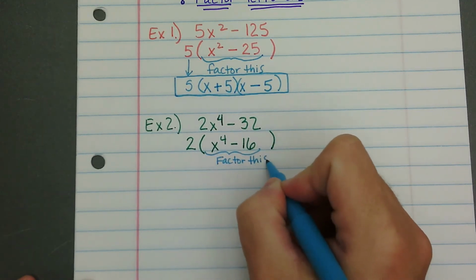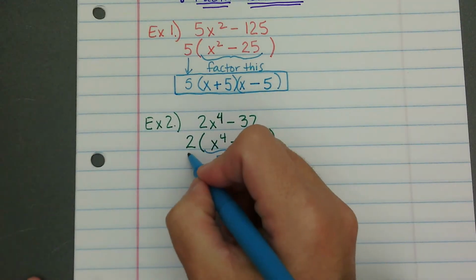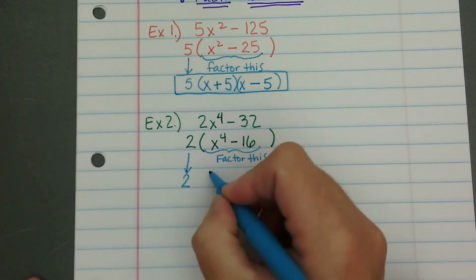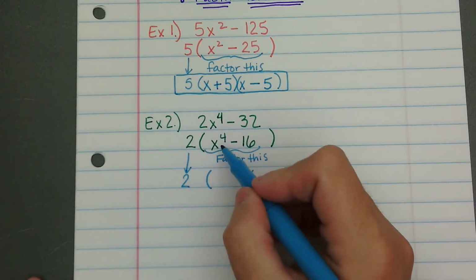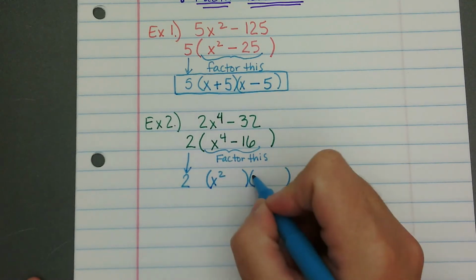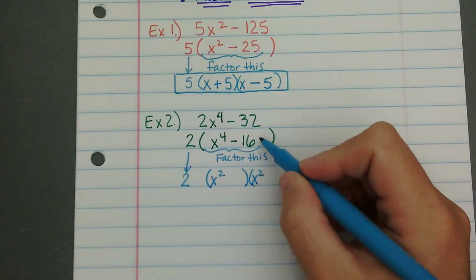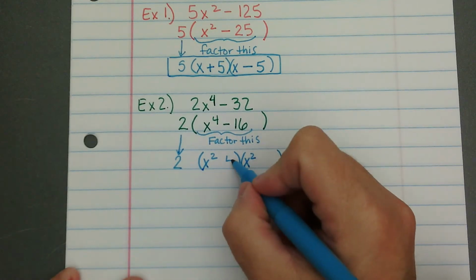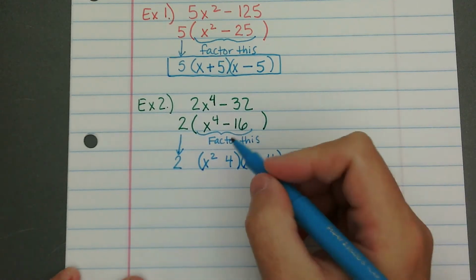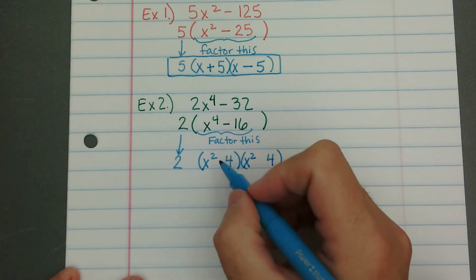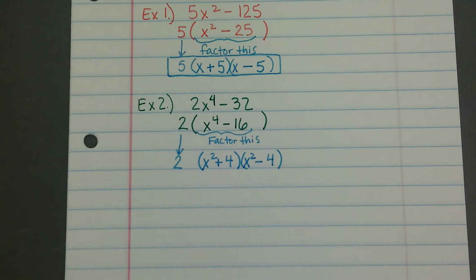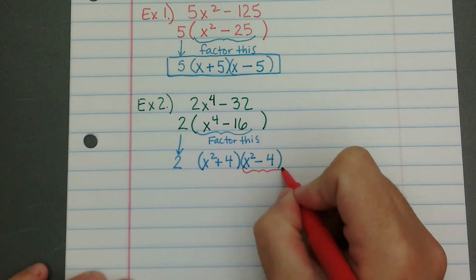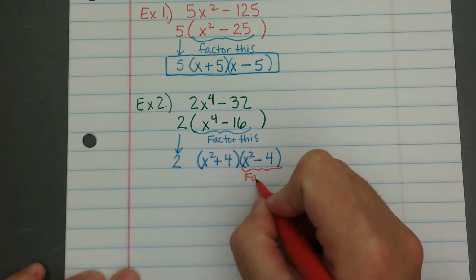Just like the last one, this is a difference of two perfect squares. So our 2 is going to come down. We're going to have two sets of parentheses. We're going to split up that x to the fourth into x squared and x squared. We're going to take the square root of 16, which is 4 times 4. And we know that for a subtraction, we have to have opposite signs, so a plus and a minus. So we look, and guess what you should see? Another one. We have to factor this one.